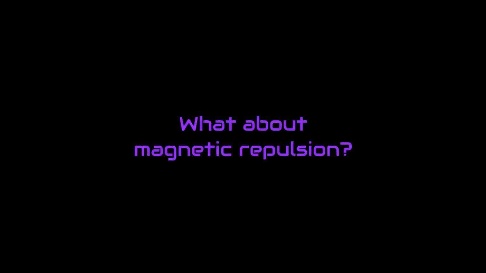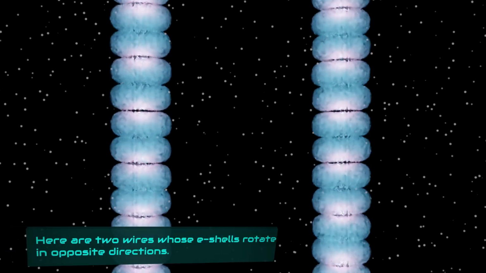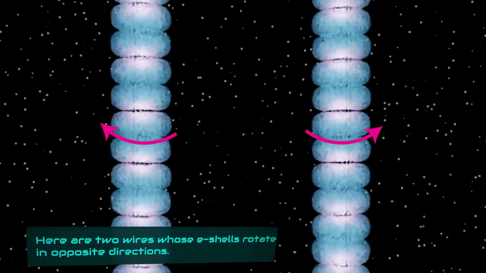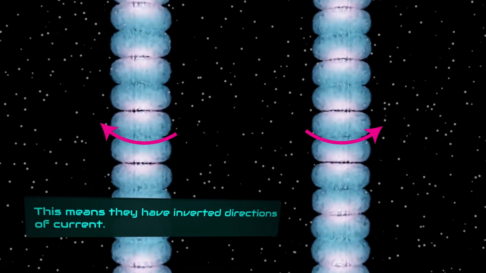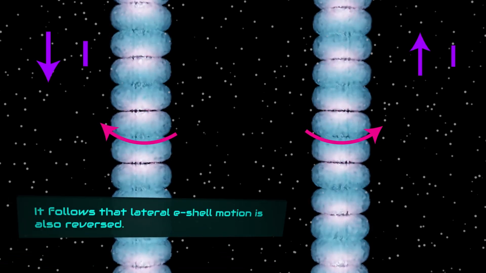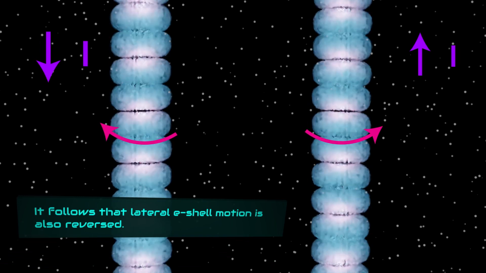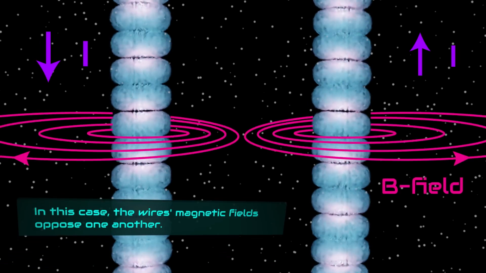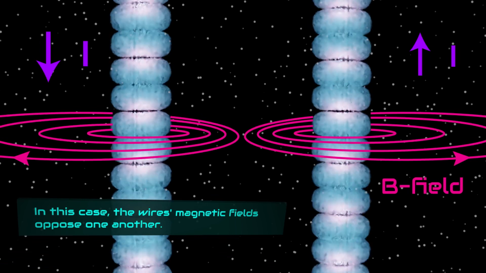What about magnetic repulsion? Here are two wires whose electron shells rotate in opposite directions. This means they have inverted directions of current. It follows that lateral electron shell motion is also reversed. In this case, the wires' magnetic fields oppose one another.